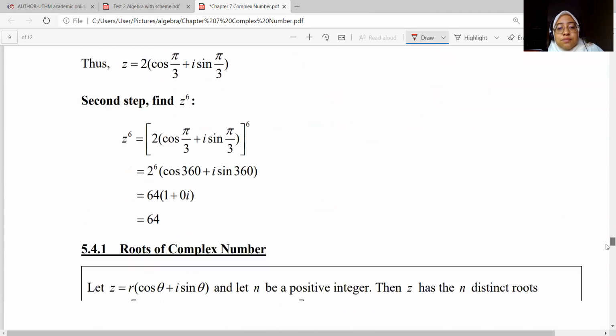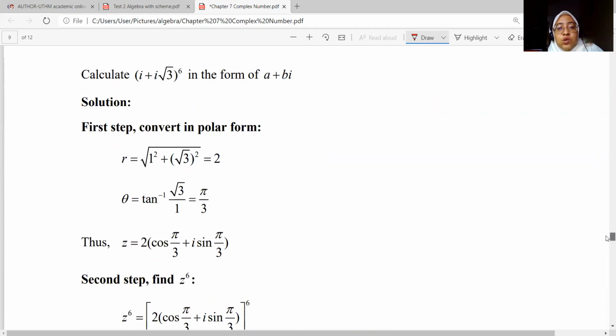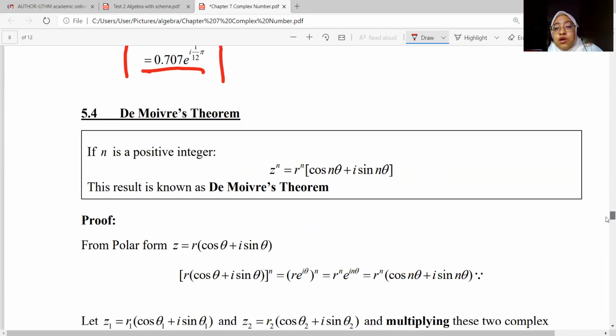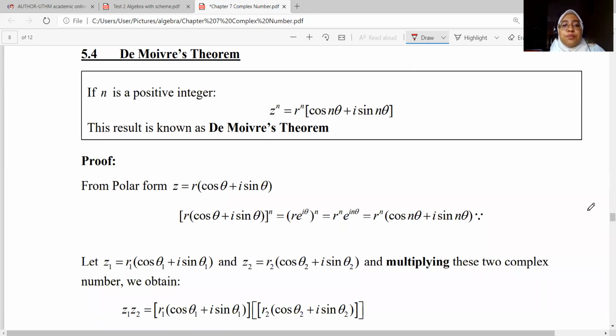Okay, the last part is the de Moivre theorem. If n is a positive integer, then z to the power of n equals r to the power of n times cos n theta plus i sin n theta. This result is known as the de Moivre theorem. We can see that the de Moivre theorem looks like the polar form, but it has n as a positive integer. It has a power form.